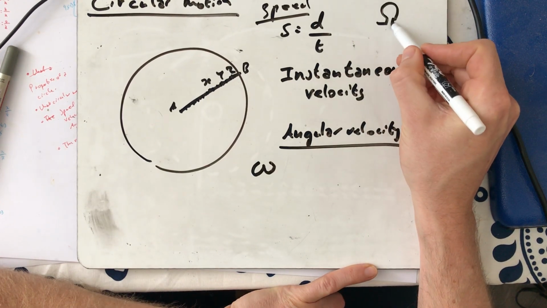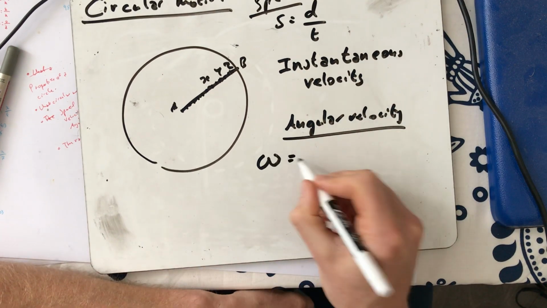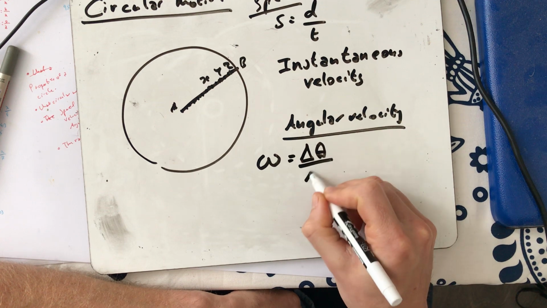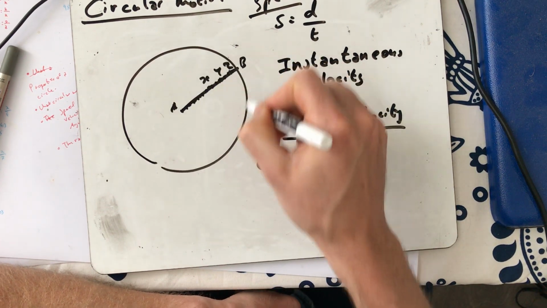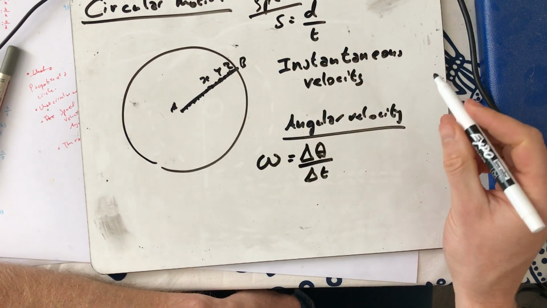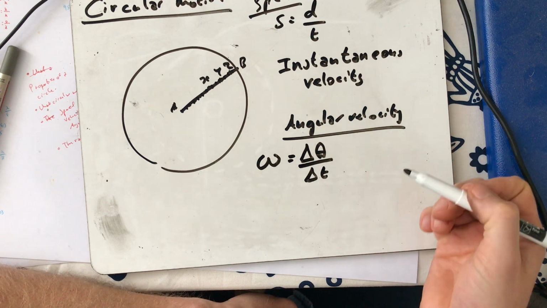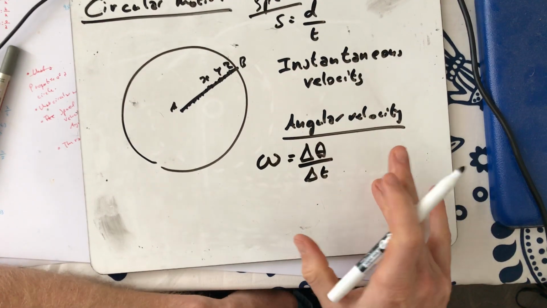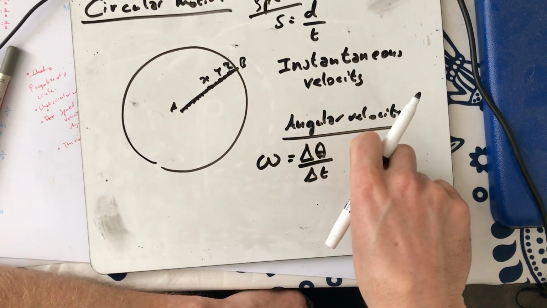That is the capital omega, this is the lowercase one. So angular velocity, we look at the change of angle divided by the change of time. Let's just say it does a full circle in 10 seconds. So that means we'll be doing 360 divided by 10, or 36 degrees per second. Fine, simple enough.